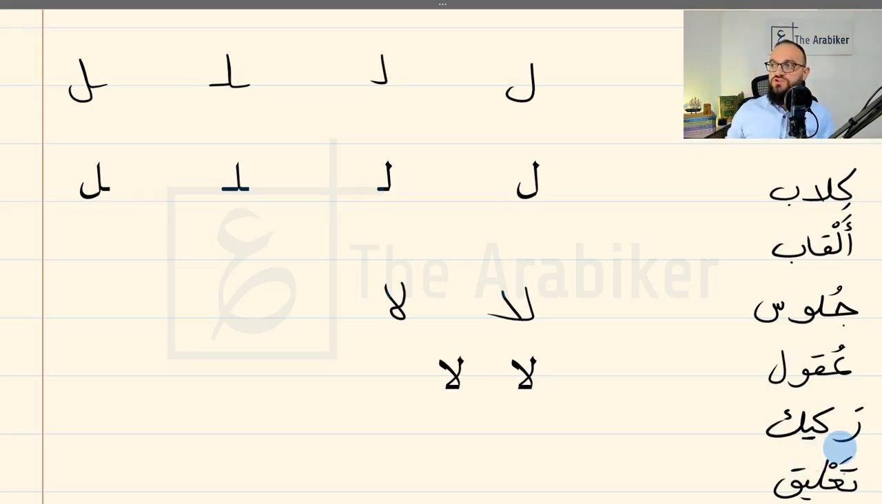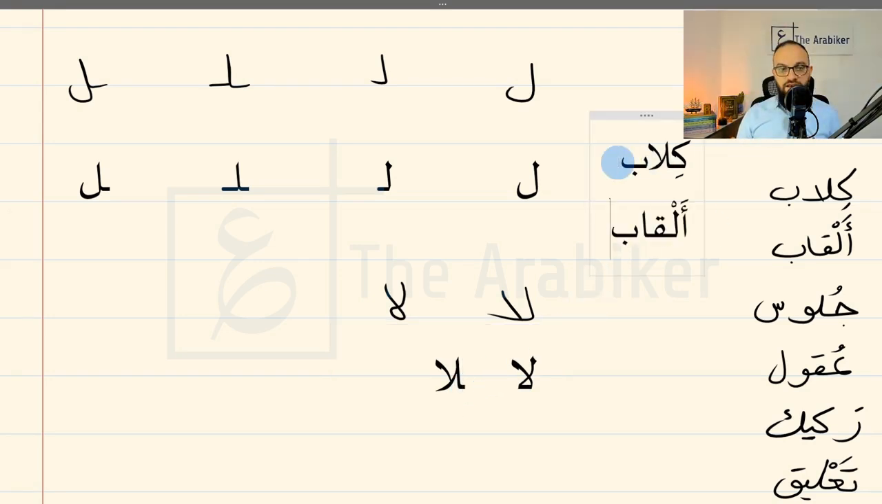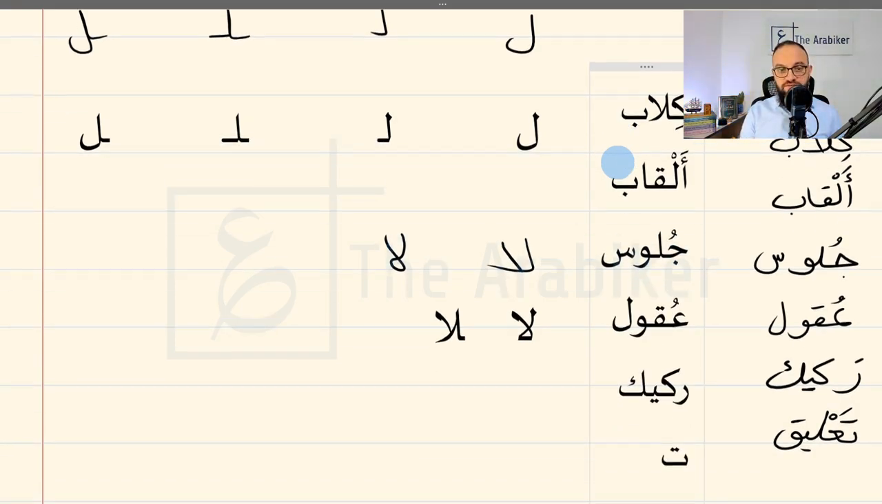Let's see how these words will look using the font by typing them in. Kilab. See, this font also showed the lam alif in the same way I did. The reason is that the lam is connected to the previous letter. Okay, so get used to both forms, this lam alif and also this lam alif, since it is connected to the previous letter. Alqab, julus, uqul, rakik, and lastly ta'liq.